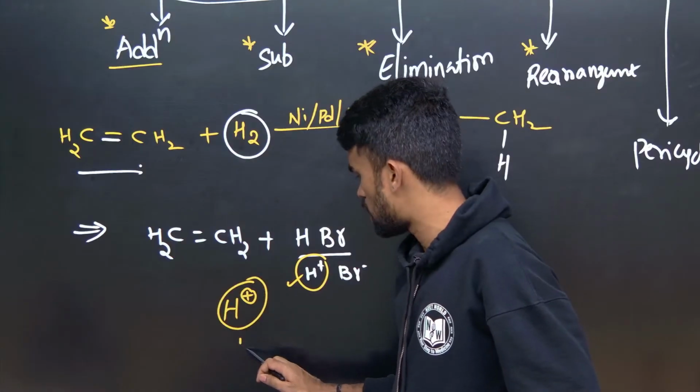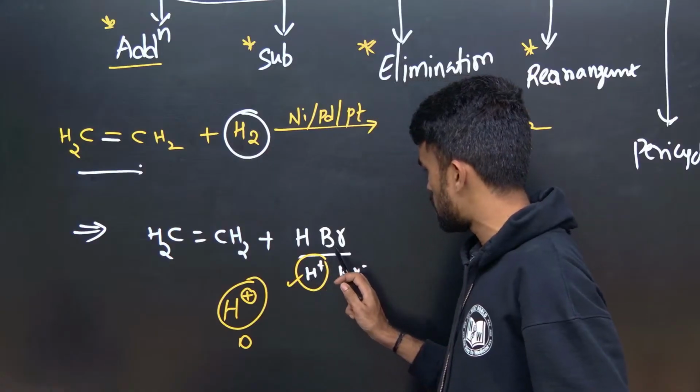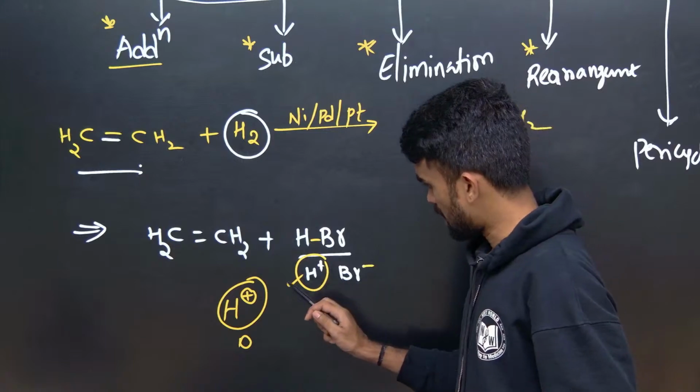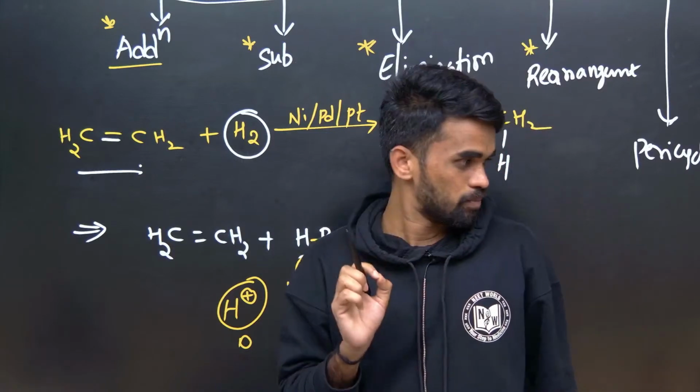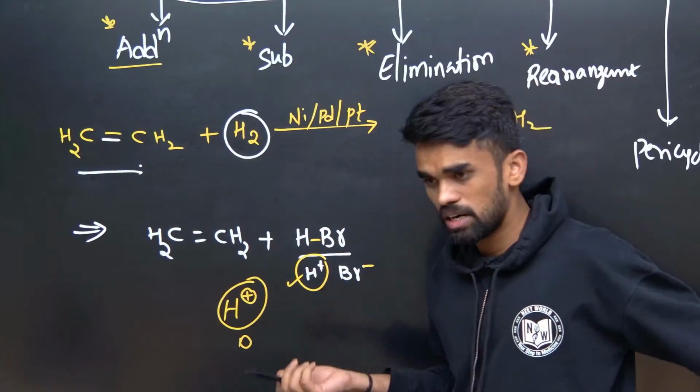It has 0 electrons now, right? Whatever the 1 electron was there, that is taken by bromine from the covalent bond, and it becomes Br minus. So we can call H plus an electrophile. We can call a proton an electrophile, because it is electron deficient.